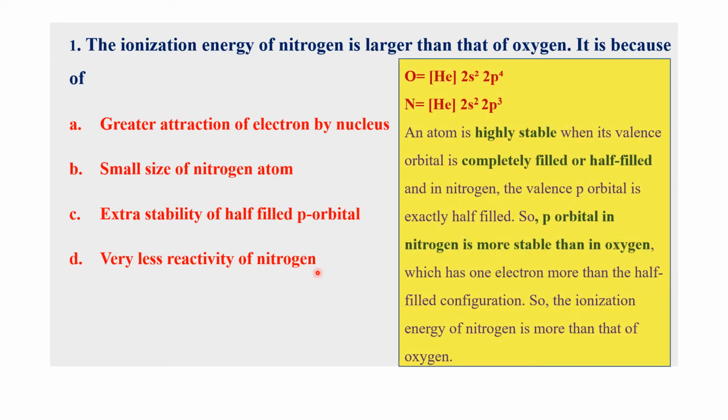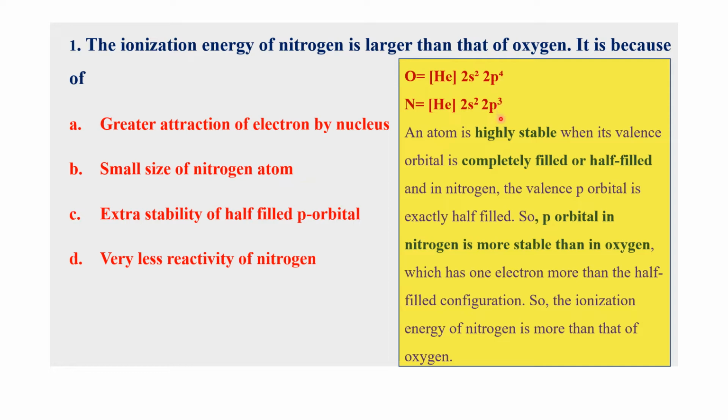So we will look at the information table. Here the electronic configuration of oxygen and nitrogen both are given. In oxygen the outermost orbital is 2p4, while in nitrogen it is 2p3. The p orbital can hold 6 electrons, so the nitrogen p orbital is half filled, while the p orbital of oxygen has one more electron than half filled.